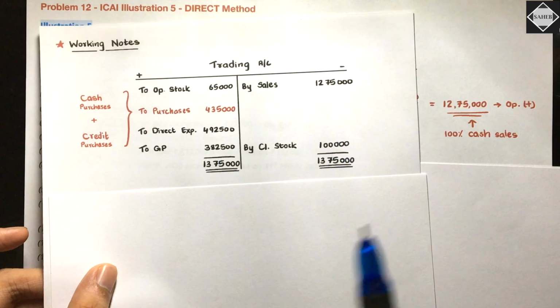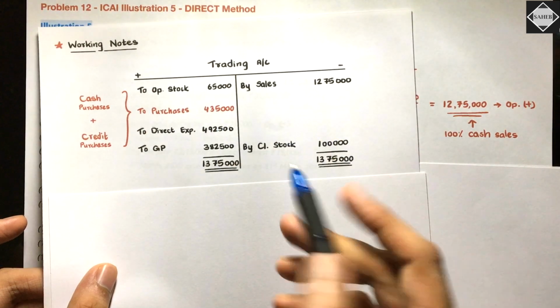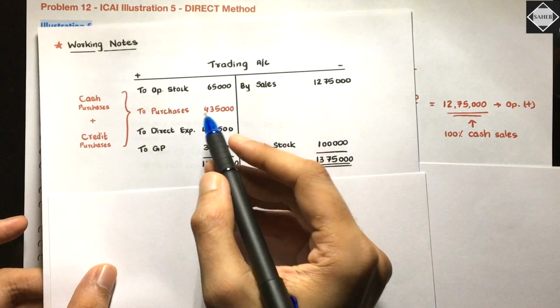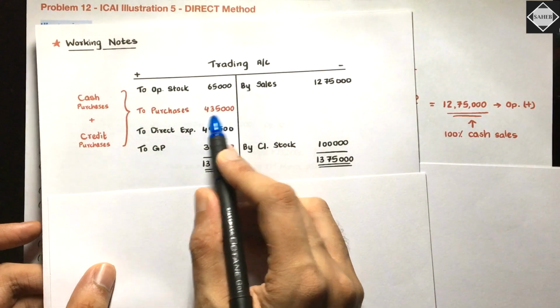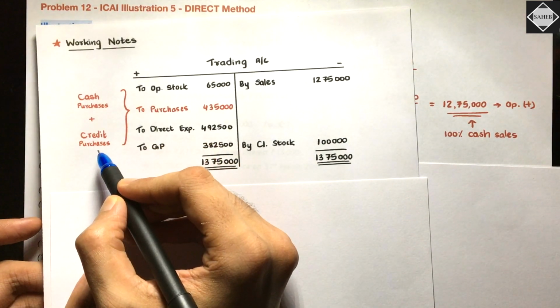Now understand, this is not the exact purchase figure. This is not a real figure because we don't have the complete information of closing and opening inventory, just the change we have. So this can be more also. Here we are just understanding the logic. So see, cash purchases plus credit purchases.